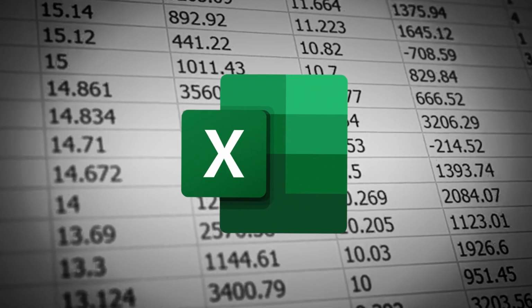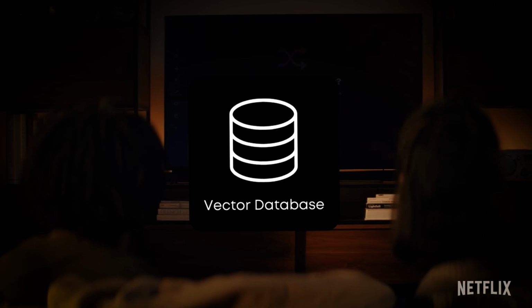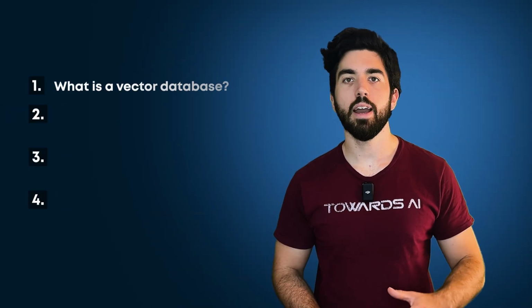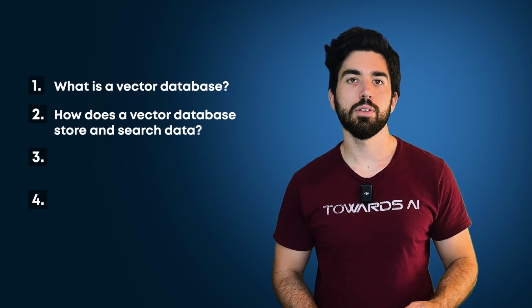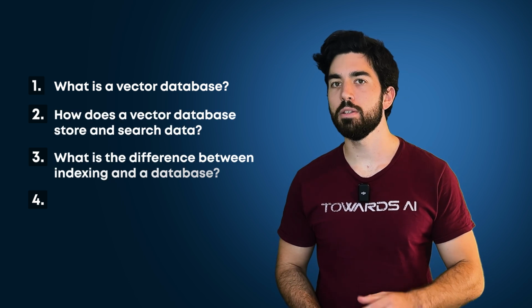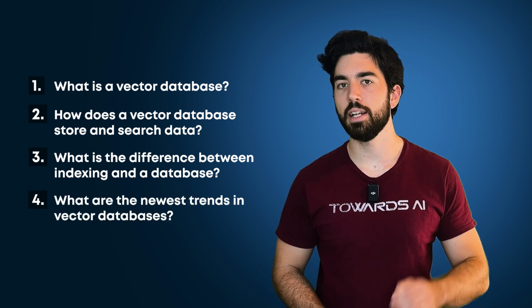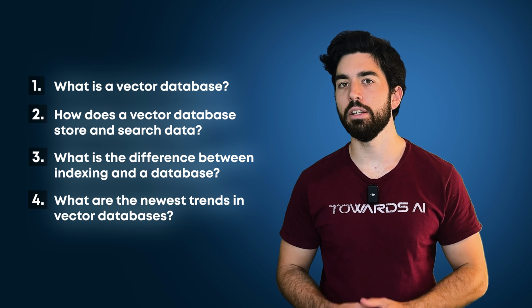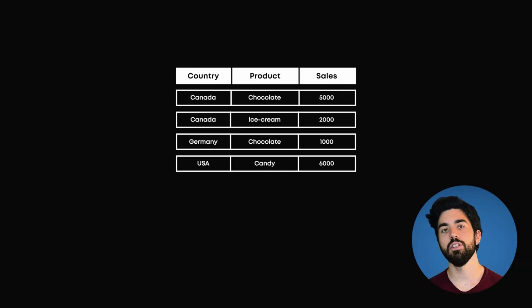The spreadsheet is like a traditional database, whereas vector databases power the recommendation systems we see today. In this video, we dive into what precisely a vector database is, how it stores and searches data, the difference between indexing and a database, and the newest trends in vector databases. These are all really useful concepts for an AI engineer today playing with LLMs. Let's dive right in. As I mentioned, a traditional database is similar to spreadsheets.